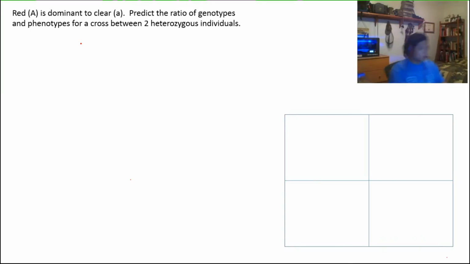Okay, so let's go ahead and do a problem here. So red, big A, is dominant to clear, little a. Predict the ratio of genotypes and phenotypes for a cross between two heterozygous individuals. So what are they asking us to do?